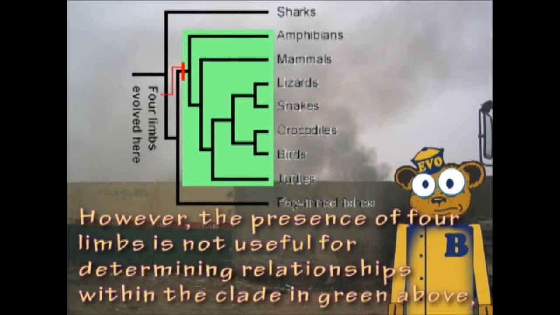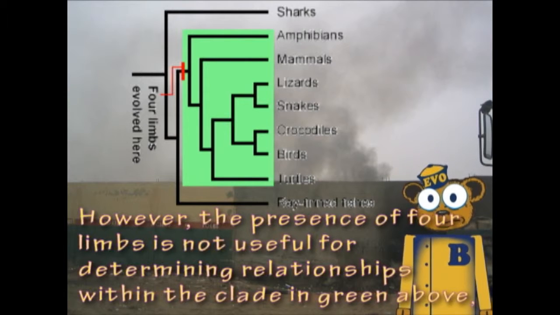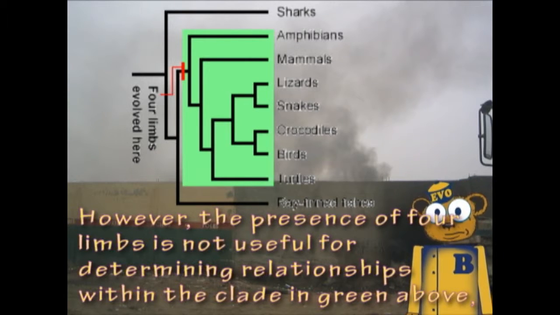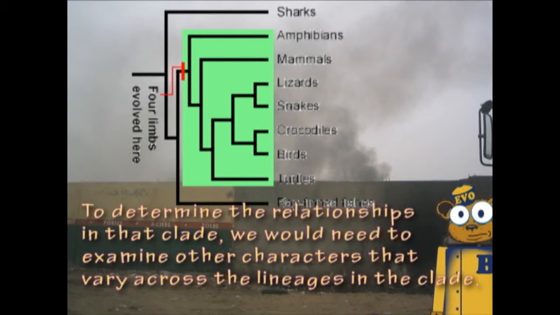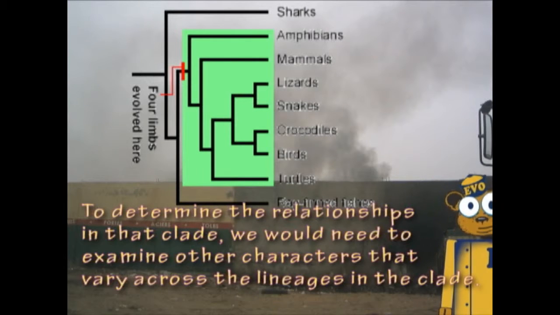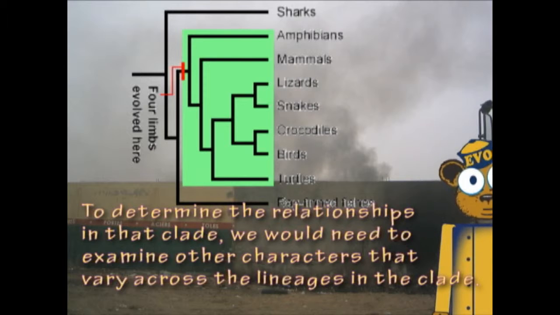However, the presence of 4 limbs is not useful for determining relationships within the clade in green above, since all lineages in the clade have that character. To determine the relationships in that clade, we would need to examine other characters that vary across the lineages in the clade.